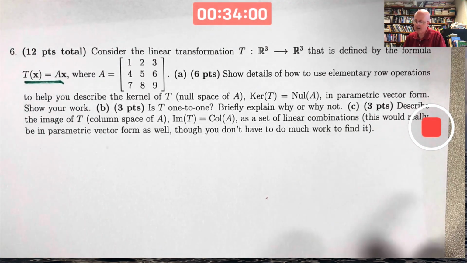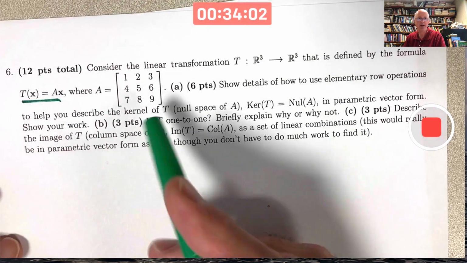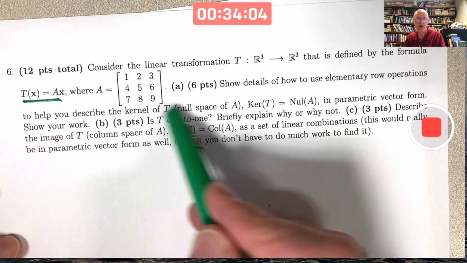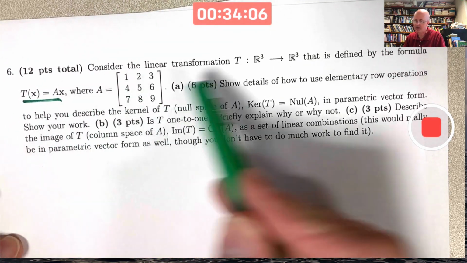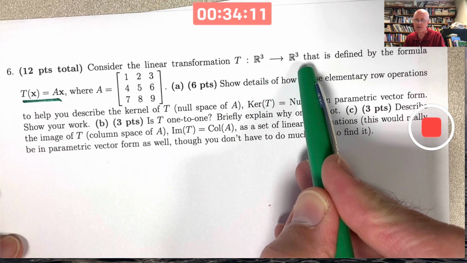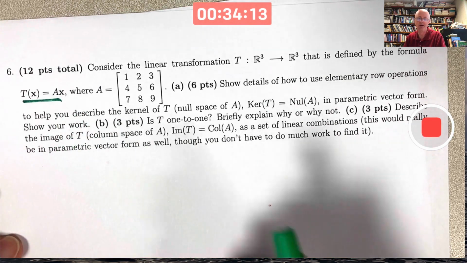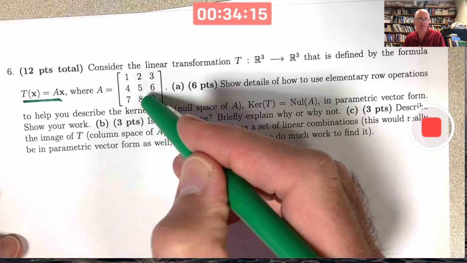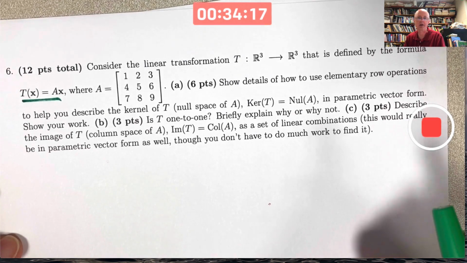T of x equals A times x. A is a 3 by 3 matrix, 3 rows, 3 columns. x is a 3-dimensional vector. The domain of this linear transformation is R3. Its codomain is R3 as well. A times x is going to be in R3 because the columns of A are 3-dimensional. I'm forming a linear combination of them.